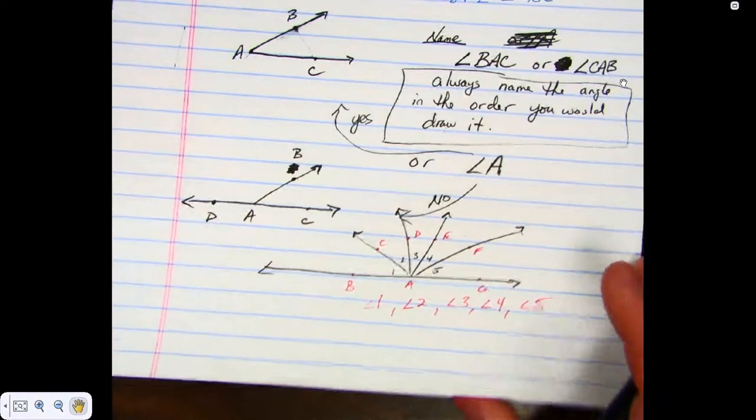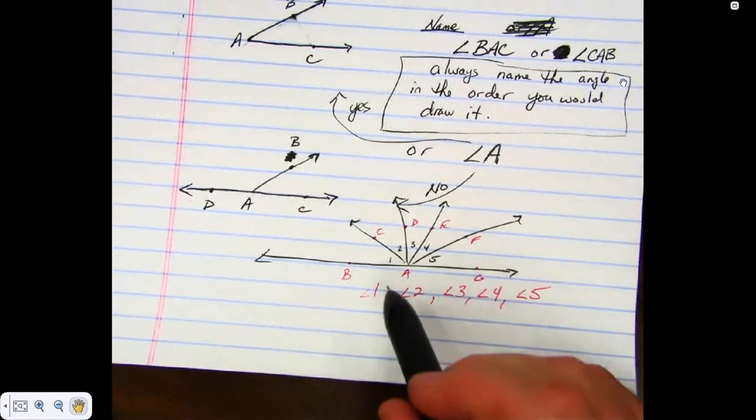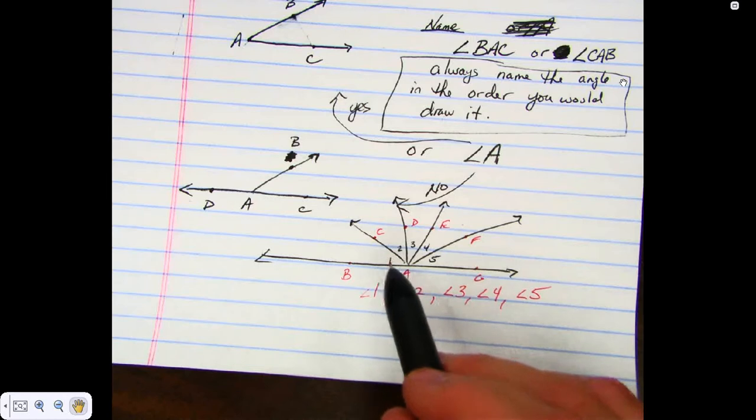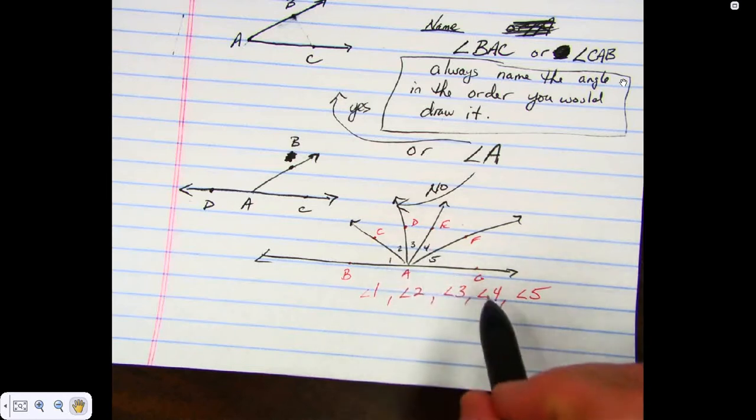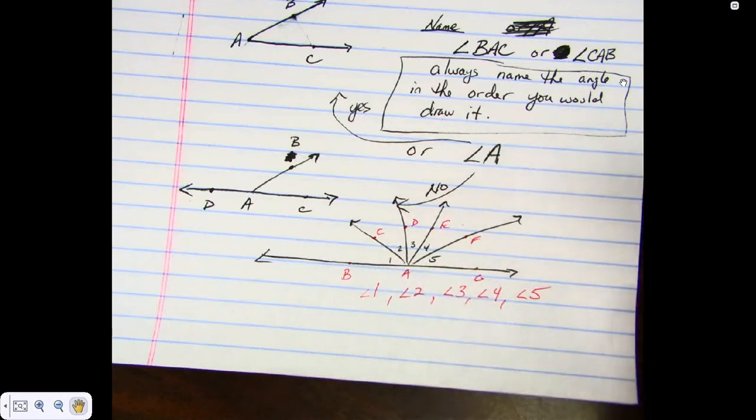You guys write this down just a second. Look up here. Everybody stop writing. Yes, I can name angle 1, 2, 3 for you. That's a lot easier, agreed? To know what you're talking about. And that's why they do that.